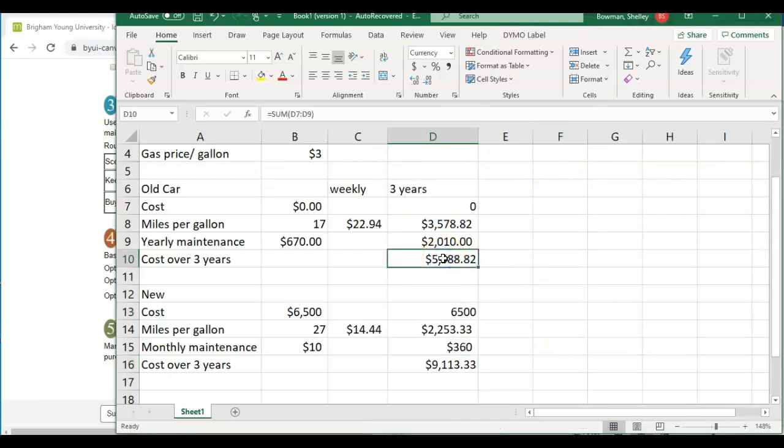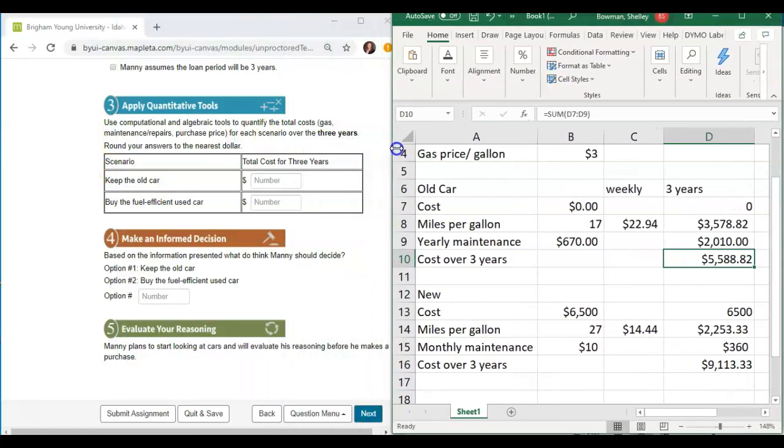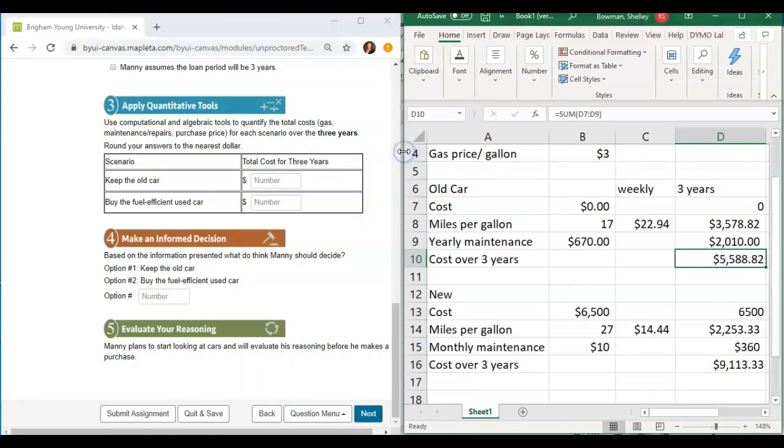So for the old car, keeping his old car and not having any sort of payments except for the maintenance fee is $5,588, and at the end of 3 years with the new car it's $9,113.33. So we're going to actually, let's just copy and paste, Control C, come over here, Control V.